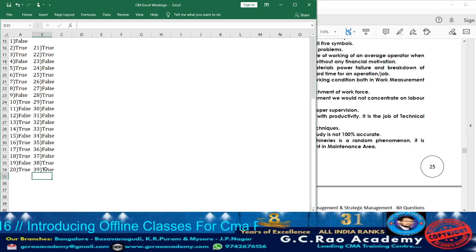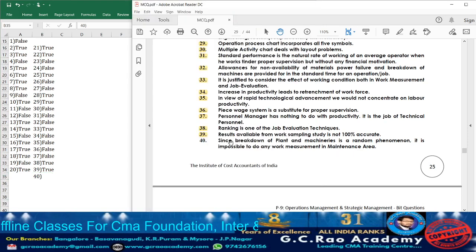Now let us move on to statement 40. What are they telling? Since breakdown of plant and machinery is a random phenomenon, it is impossible to do any work measurement in the maintenance area. See what they are telling? Breakdown of plant and machinery is a random phenomenon. Yes. And it is impossible to do any work measurement in the maintenance area.